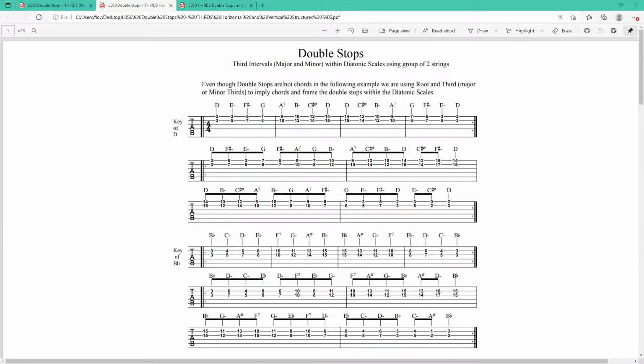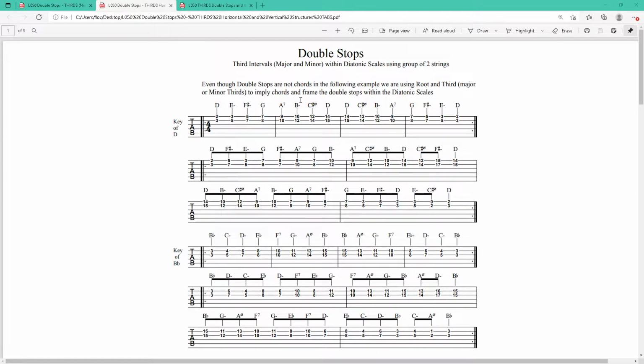And as you will see, even though double stops are not chords, in the following example we are using root and thirds, major or minor third, to imply chords and frame the double stops within the diatonic scale. What that means in this case is, for example, here we have the key of D, and this tab starts from the root, a D note, and on top of that is the major third.